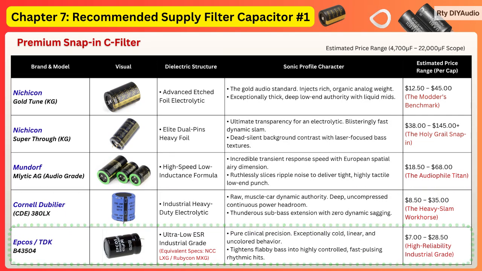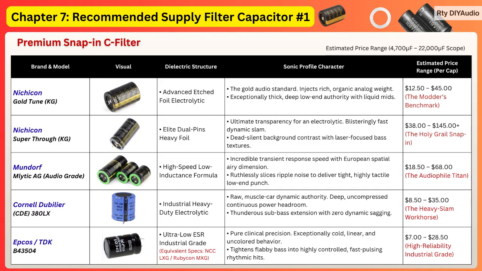Finally, the ultimate industrial speed demon, the EPCOS TDK B43504. This high-reliability, industrial-grade masterpiece utilizes an ultra-low ESR formula to deliver cold, pure clinical precision with absolute linear, uncolored behavior. It masterfully tightens flabby, sluggish bass into highly controlled, fast-pulsing rhythmic hits. For equivalent setups, look for the Nippon Chemicon LXG or Rubicon MXG alternatives.